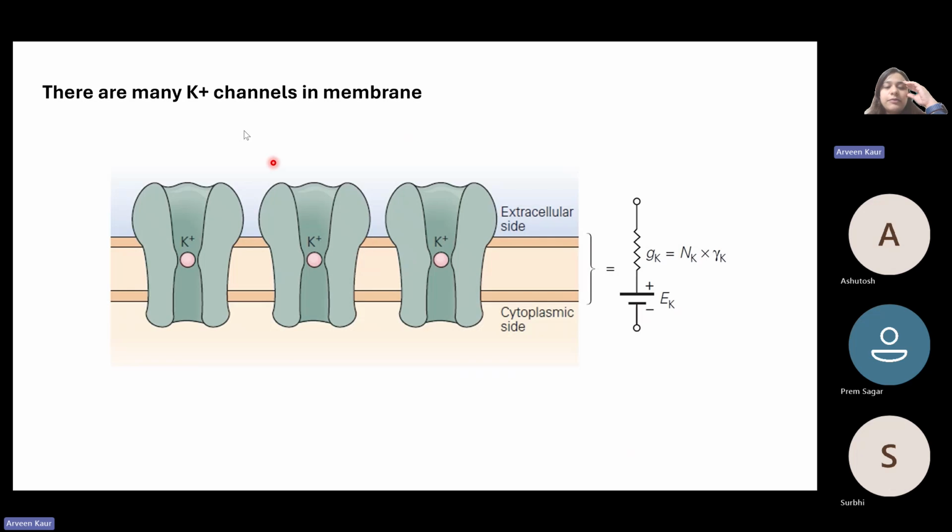So when we are talking about multiple K plus channels, there is not just one channel. There are multiple K plus channels at play at a single point of time. When there are multiple potassium channels, then this conductance will be the number of channels times the conductance of potassium in general. And this is what the circuit will look like.